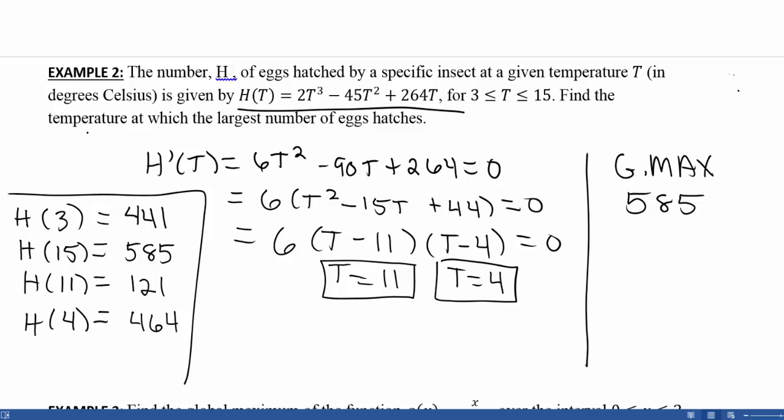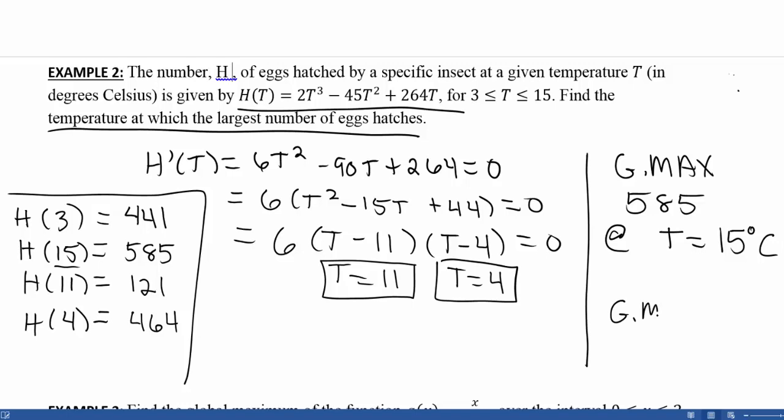However, I'm looking for the temperature at which the largest number of eggs was hatched. So I'm actually looking for the independent variable here, the t value, because I want the temperature where this happens. So the 585 happened when the temperature was 15 degrees Celsius. So that's when I got my global maximum at t equals 15. If I had wanted the global minimum, or the smallest number of eggs hatched, I would go to my list and I would see that 121 is my global minimum, and that happens when the temperature is 11 degrees Celsius.